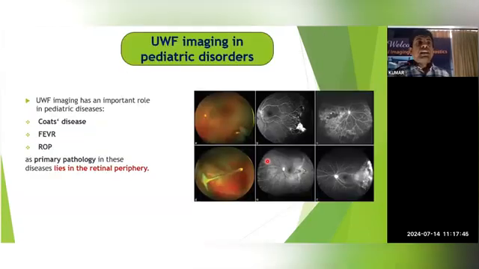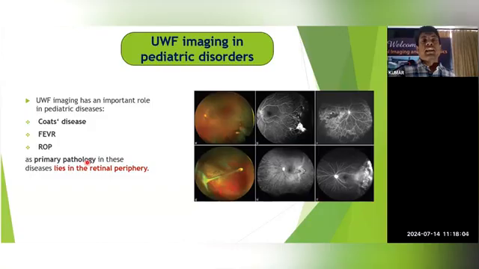So coming to pediatric disorders, Coats disease, FEVR and ROP are the common disorders we see in India. In these diseases, we know the primary pathology lies in the periphery. Now, in the pediatric age group, imaging is very difficult. Even fundus examination is difficult. Sometimes we need to do it under anesthesia, so the child may not be cooperative.